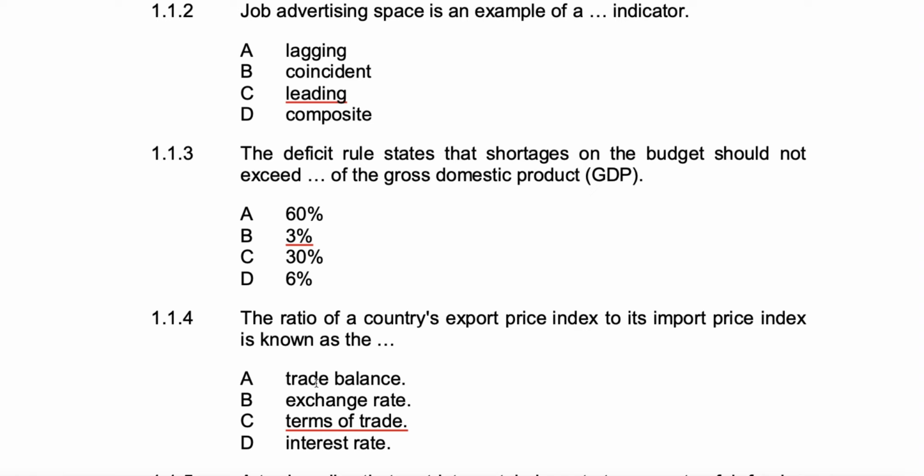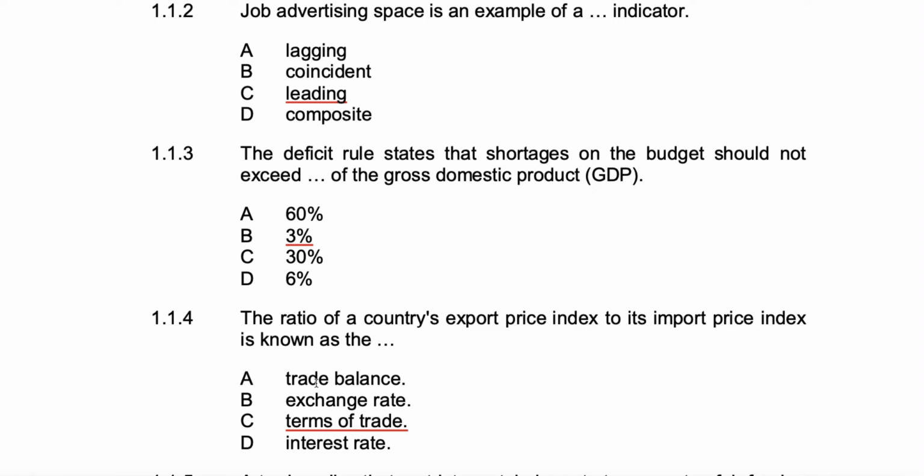Then exchange rate is the rate at which one currency can be traded for another. And then interest rate is generally determined by the Reserve Bank when they make adjustments to the repo rate. Basically, it's the remuneration for capital.